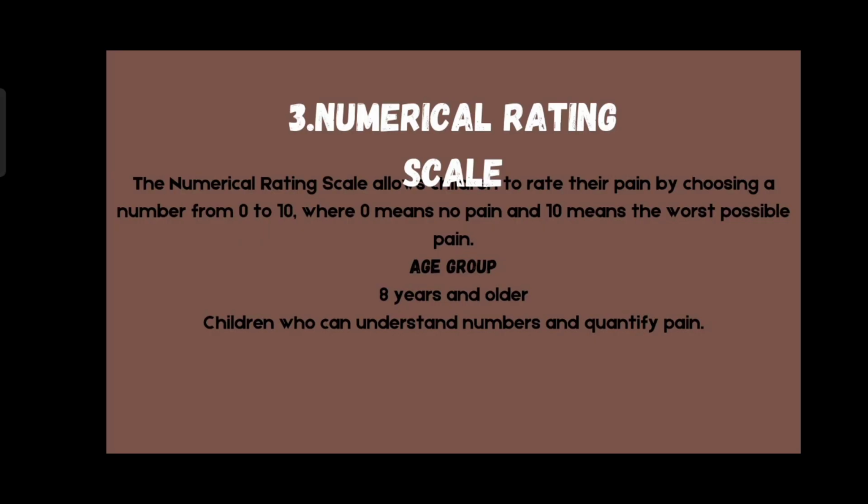Then third one is the numerical rating scale. The numerical rating scale allows the child to rate their pain by choosing a number from 0 to 10, where 0 means no pain and 10 means the worst possible pain. The age group is 8 years and older, the child who can understand numbers and quantify the pain. Here we are using the numbers to identify the intensity of pain.